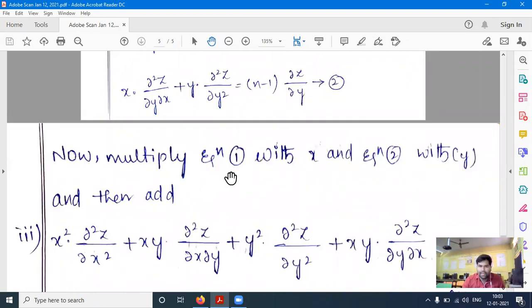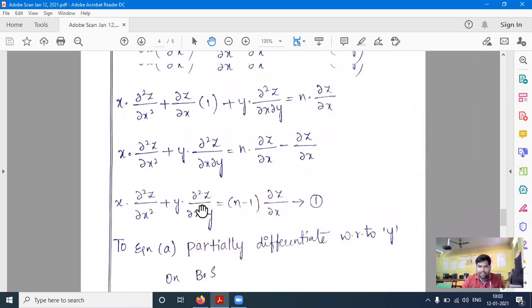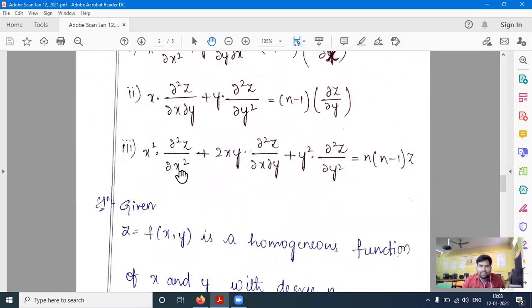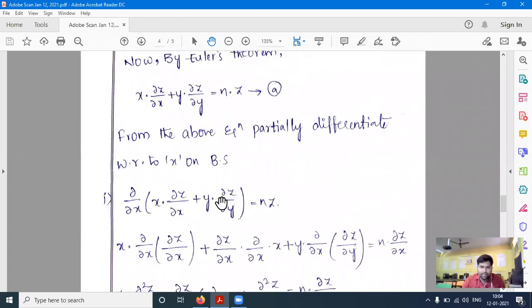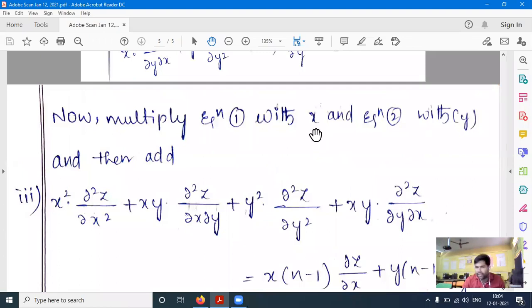Now multiply equation number 1 with x. Why with x? Because in the third one, x² is there, so we got x into ∂²z/∂x², so I have to multiply with x. So multiply equation number 1 with x and equation number 2 with y, and then add them. We are multiplying equation number 1 with x and equation number 2 with y, and we are adding them. Then what happens?